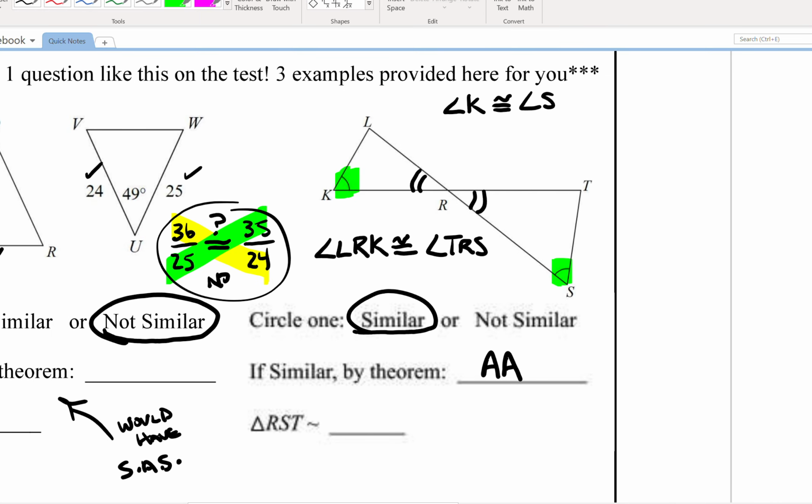Now, RST. Notice we're starting at R and then we're going to S. So over here we're going to start at R, basically the same angle, but this one instead of this one. And then we're going to go over here to the single arc, to K, R, K, and then the only one left would be L, R, K, L. And there you have it.